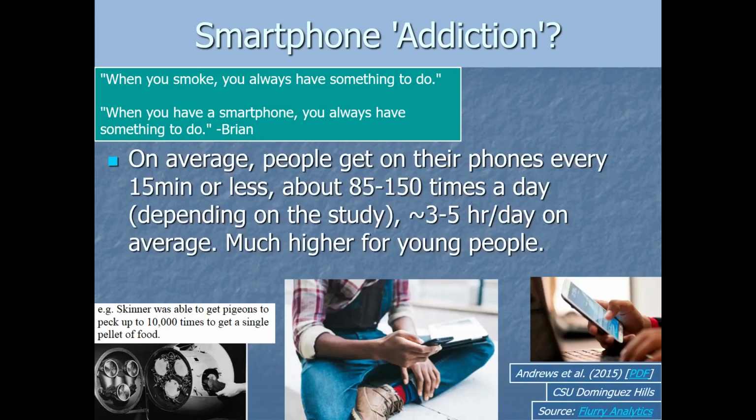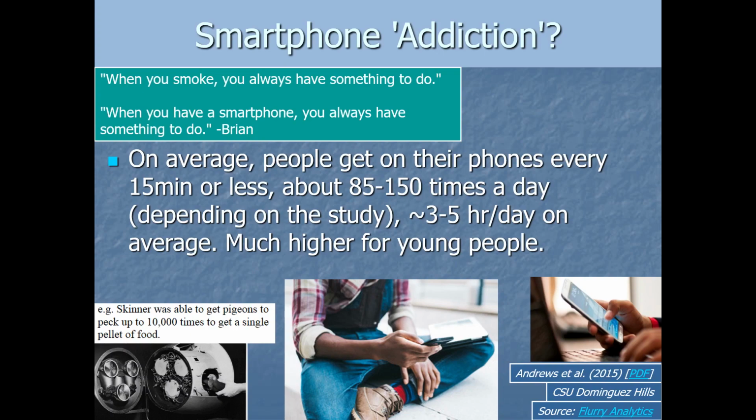Well, as humans, we're not that different. Some early estimates actually found that people on average get on their phones every 15 minutes or less, about 85 to 150 times a day. You'll hear different numbers depending on the study, averaging around 3 to 5 hours a day, with the numbers being higher in some studies for younger people. And each of those times we get on that phone involves a lot of pecks, right? A lot of pecking behavior.